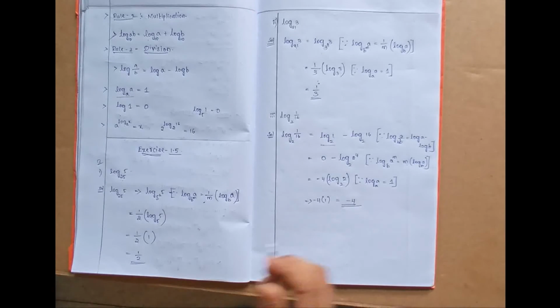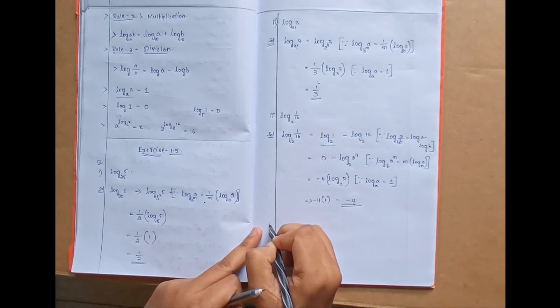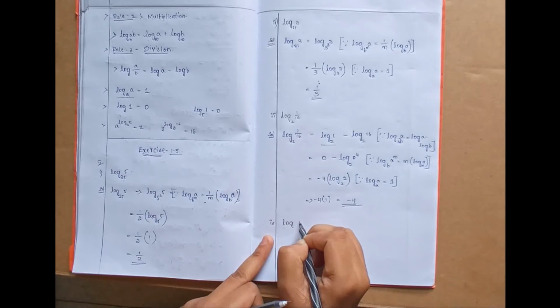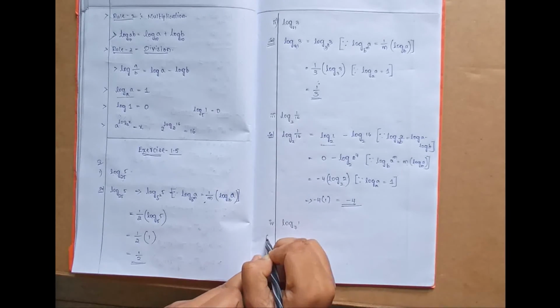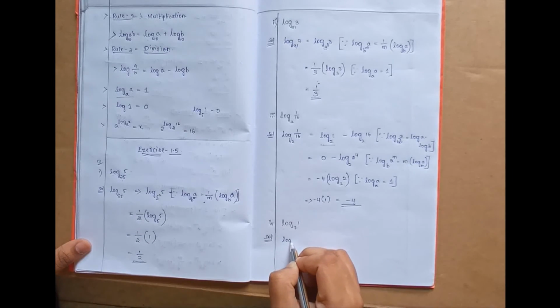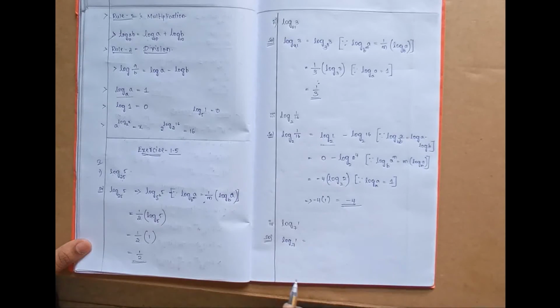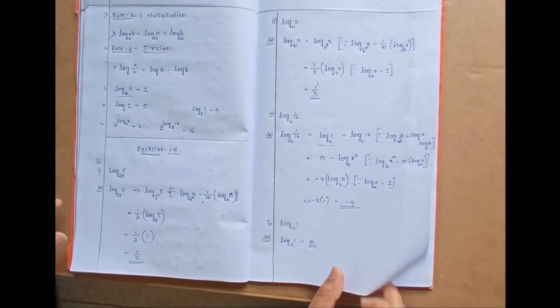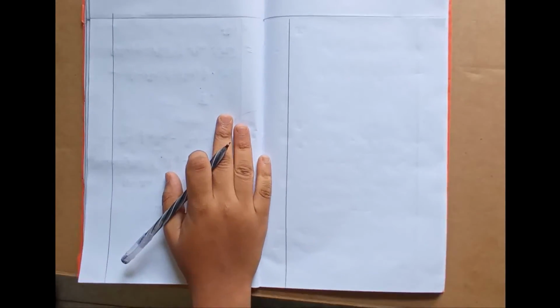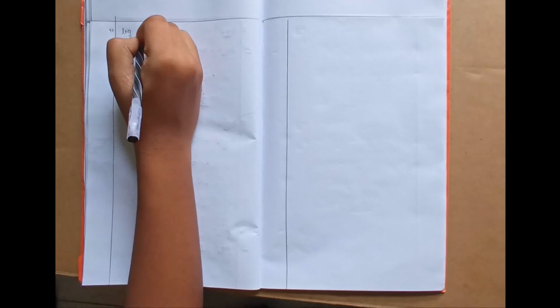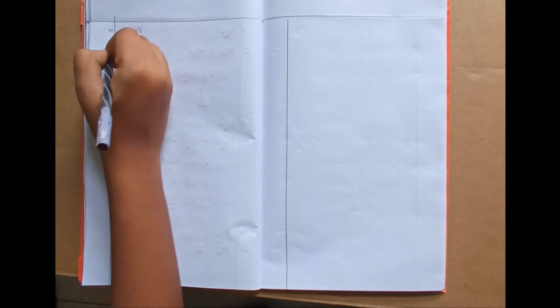Okay, let's take the fourth one. The fourth question is find the value of log 1 to the base 7. By seeing only you can answer this, right? The logarithmic number is 1, then it is equal to 0, right? By seeing only you can answer that. Okay, the fifth question is log root x to the base x.